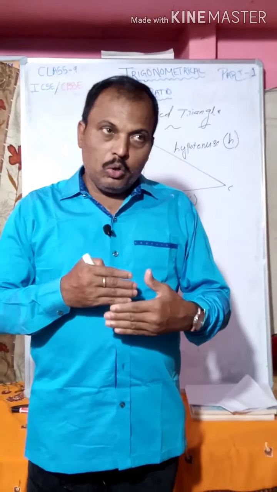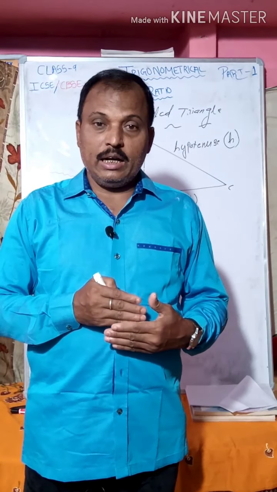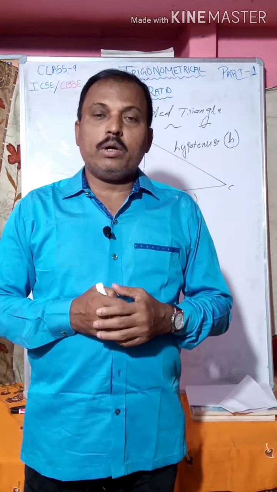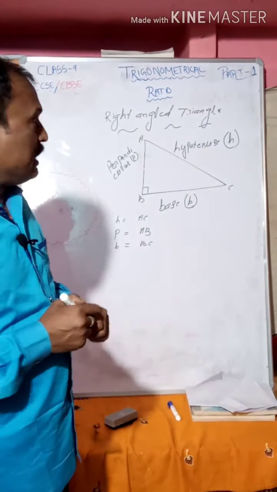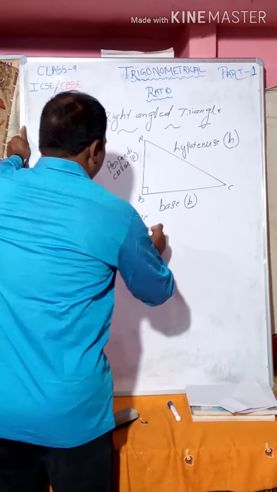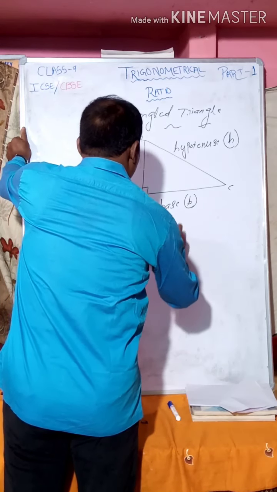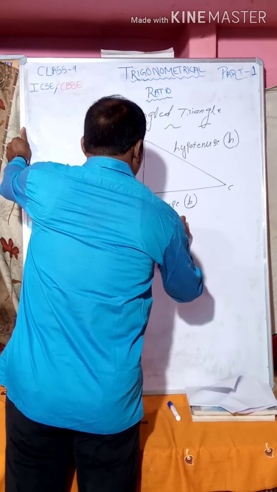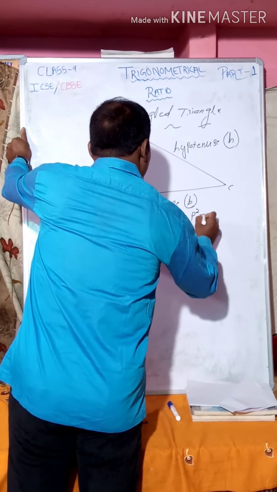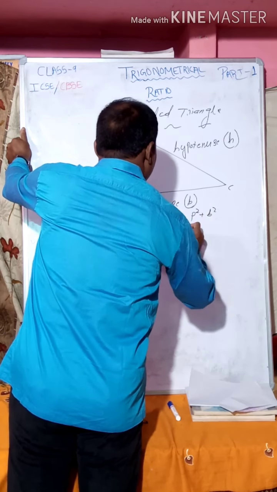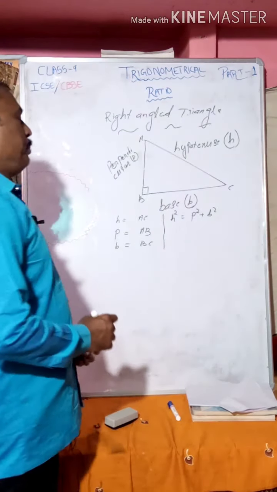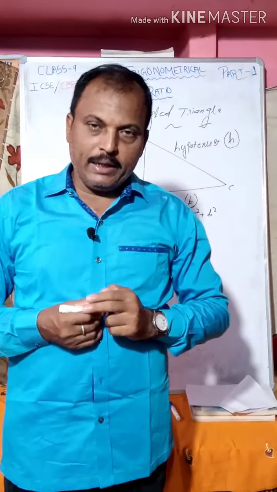You also know from your previous class, class 8, H square is equal to P square plus B square, Pythagoras triplet. H square is equal to P square plus B square. This is the Pythagoras theorem.